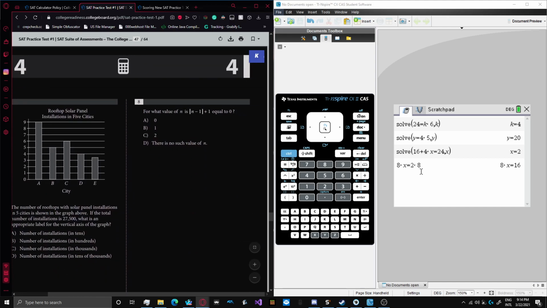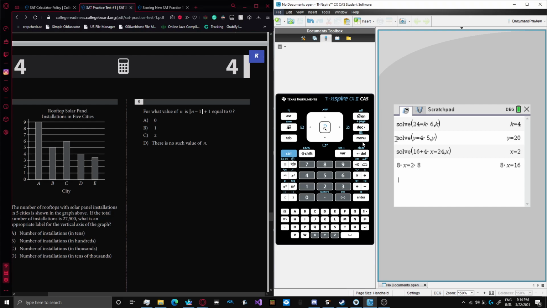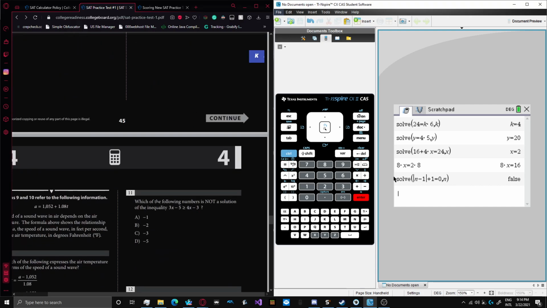For what value of n is the absolute value of n minus 1, plus 1, equal to 0? And to do that, we just do the solve equation again. You can either type out solve, which is awkward on the handheld device, or you can do menu 3, 1 to do the solve equation, or the solve function, I should say. And then you hit this button to get the absolute value symbol and the box to put your values in. Absolute value of n minus 1, plus 1 equals 0, solving for n. And it says false, because there's actually no value of n that satisfies this equation. The answer will be D. And then there's one more question.